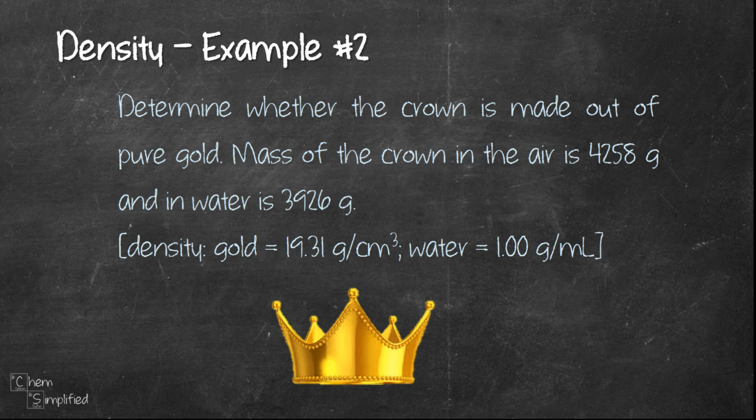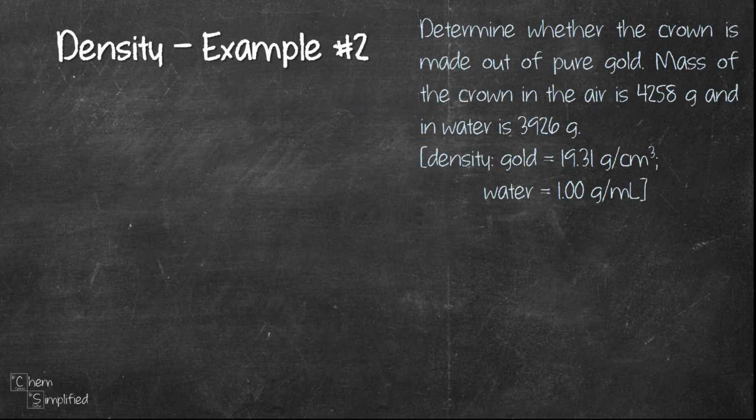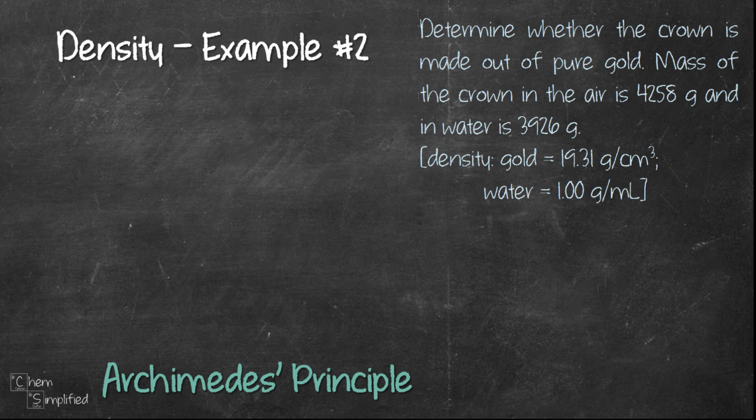Well, take a look at the crown. Will you be able to measure the crown's volume? I mean, it's not a perfectly shaped cone or a rectangle, so we can't apply a formula to come up with the volume. So what we're going to have to do is displace water and measure its volume that way. So we're going to use Archimedes' principle to figure out the volume of our crown.